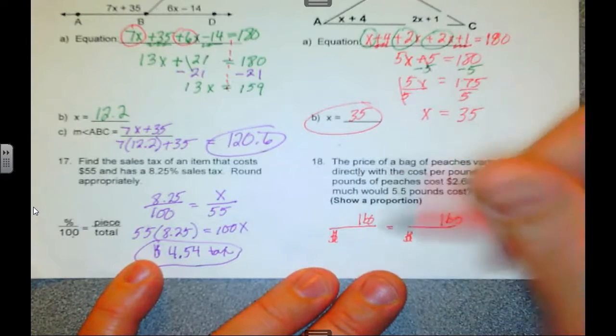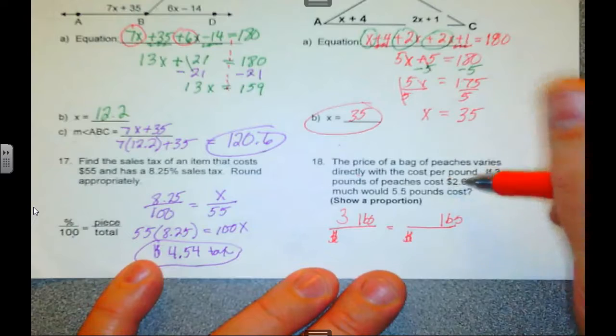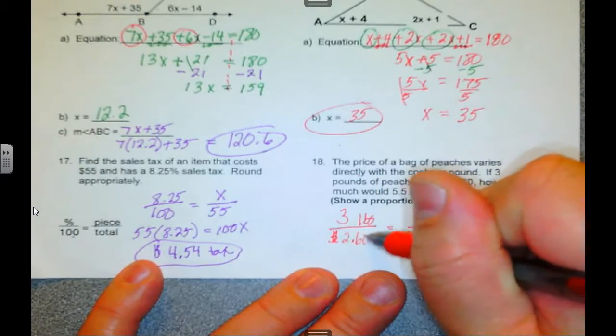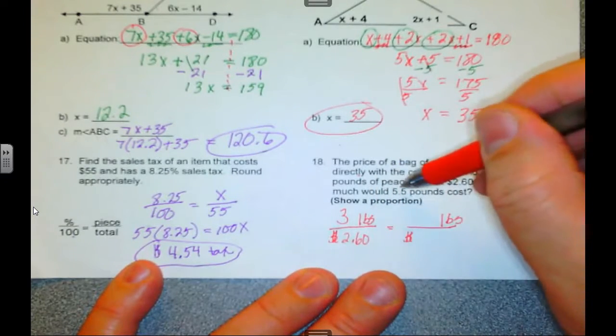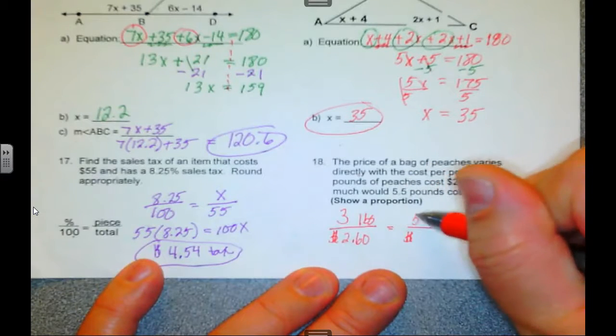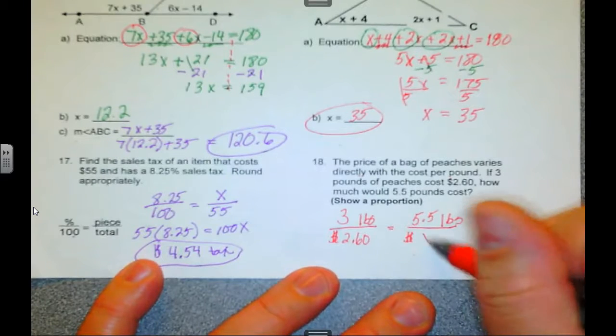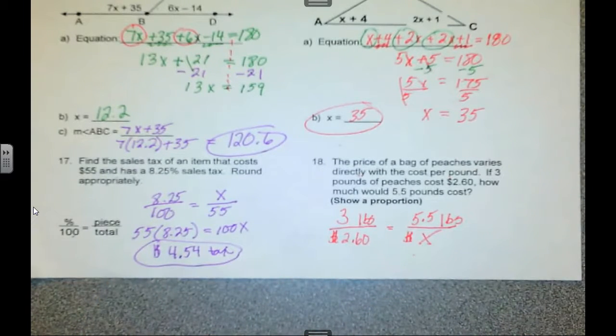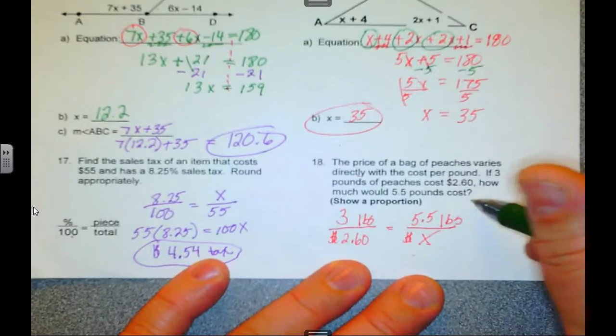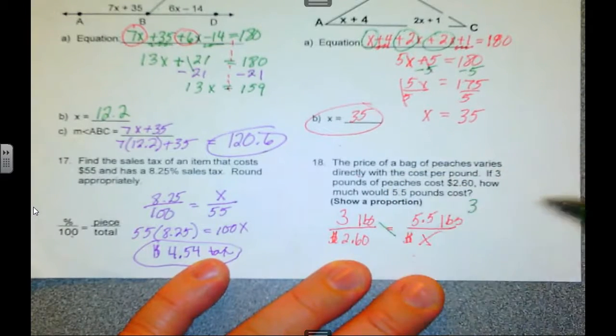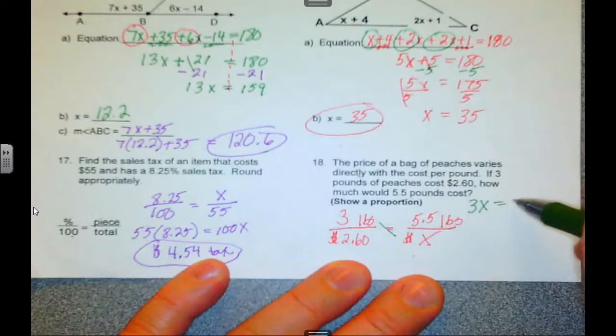3 pounds at $2.60. How much would 5.5 pounds cost? So the missing value is the dollar amount. Put your x there. So just cross multiplying, 3x equals 5.5 times 2.60.